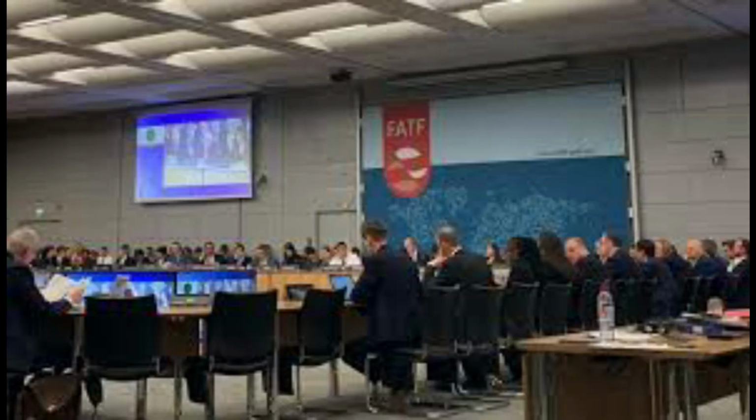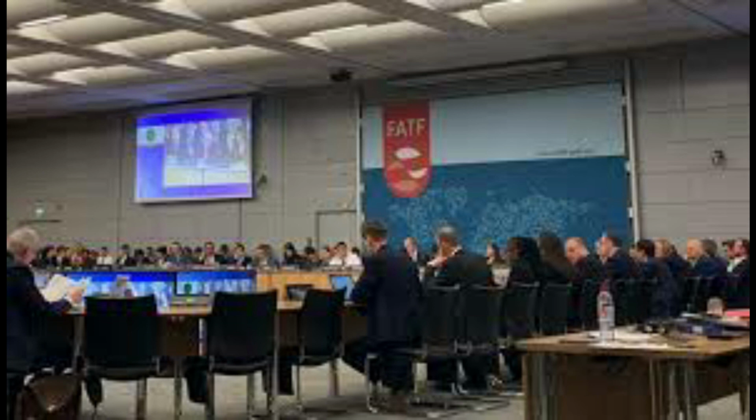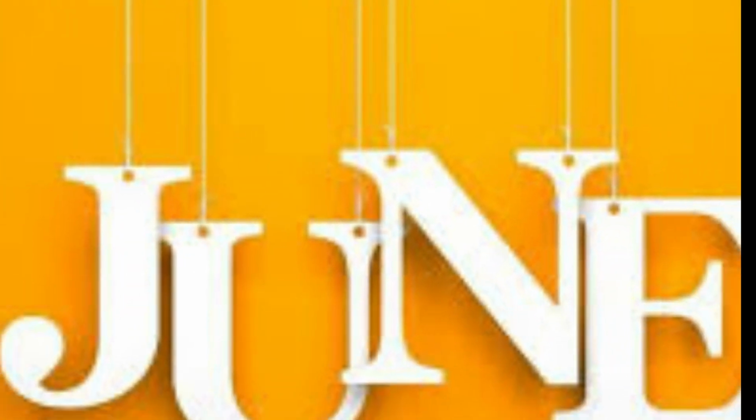These members include Australia, Belgium, Brazil, Canada, China, Denmark, and some of the other European countries, and then India, Israel, Malaysia, Netherlands, New Zealand, Russian Federation, Saudi Arabia, Turkey, and United Kingdom and United States as well. The FATF plenary, the decision-making body, meets 3 times a year, in February, June and October.